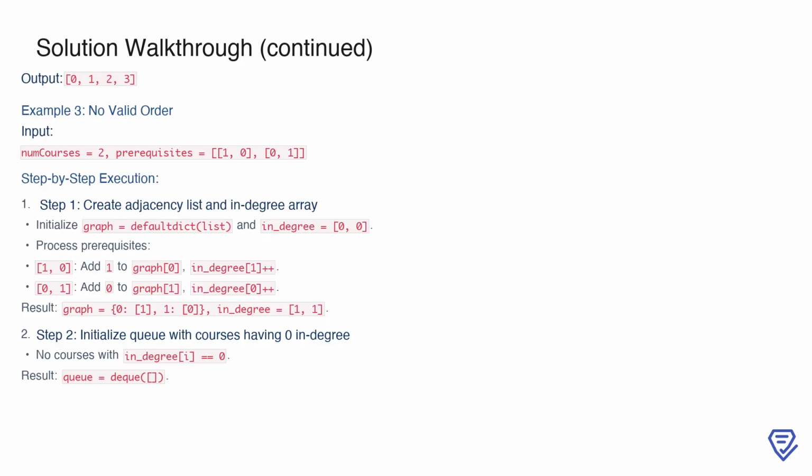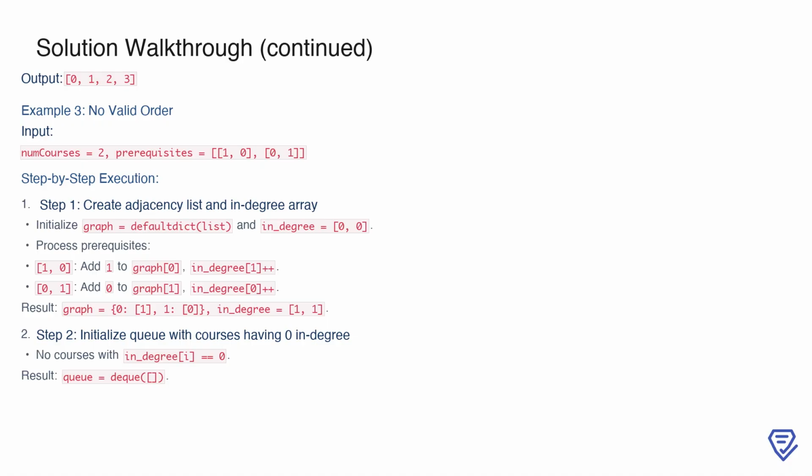For instance, consider a case where the prerequisites form a cycle. With two courses in prerequisites indicating that course 1 depends on course 0, and course 0 depends on course 1, we begin by creating the adjacency list and in-degree array. After processing the prerequisites, the graph shows that course 0 points to course 1, and course 1 points back to course 0. The in-degree array indicates that both courses have one prerequisite, meaning there are no courses with 0 prerequisites.